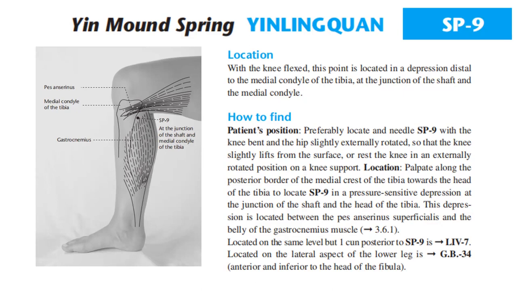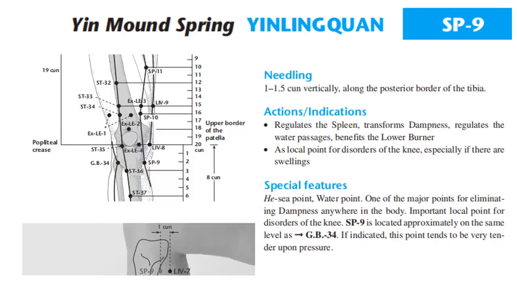This depression is located between the pes anserinus superficialis and the belly of the gastrocnemius muscle. Located at the same level but one cun posterior to Spleen 9 is Liver 7. Located on the lateral aspect of the lower leg is GB34, anterior and inferior to the head of the fibula. Needling: 1 to 1.5 cun vertically along the posterior border of the tibia.